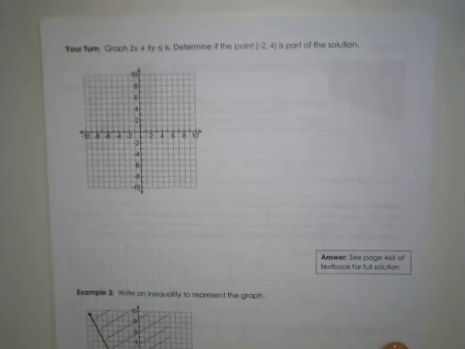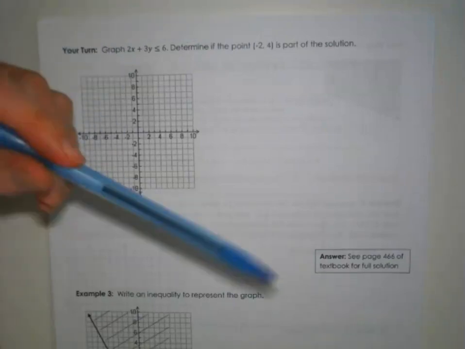So if you want, you can now pause the video and give this one a try yourself. There's a similar setup here, and you need to determine if negative 2, 4 is part of the solution. If you want to see the full worked solution, you can go to page 466 of the textbook to see that.